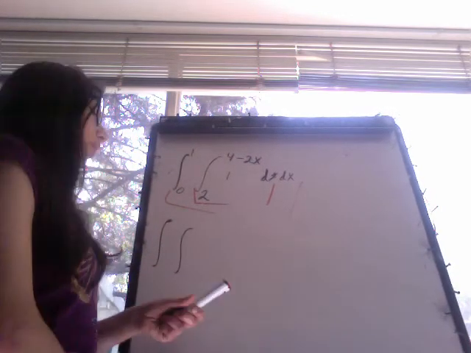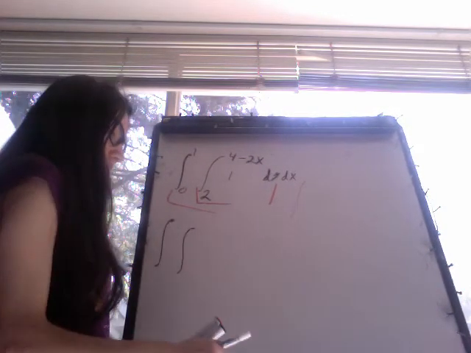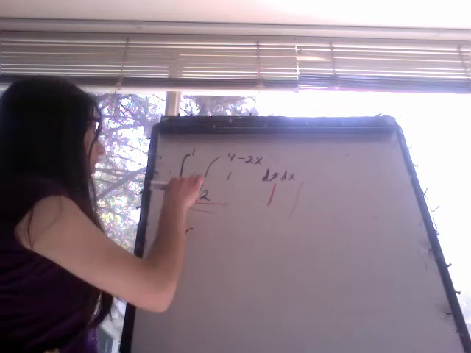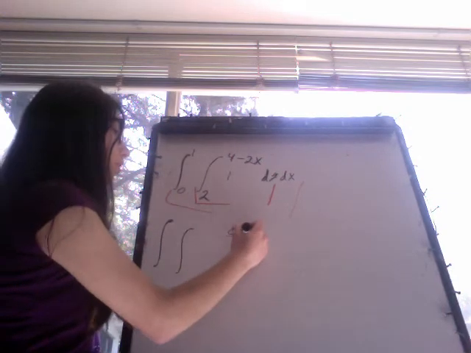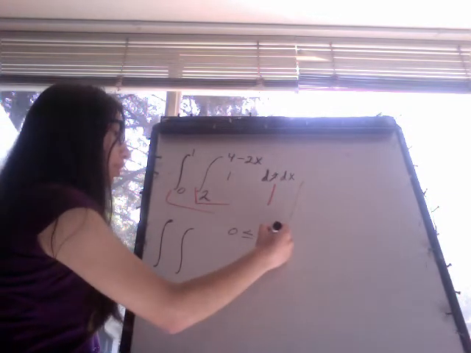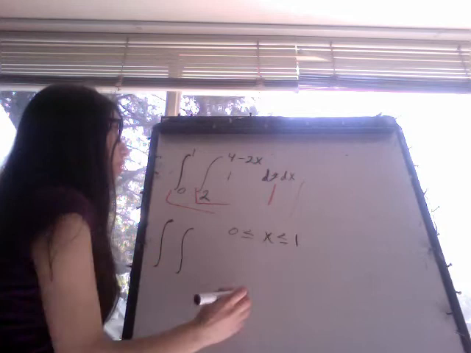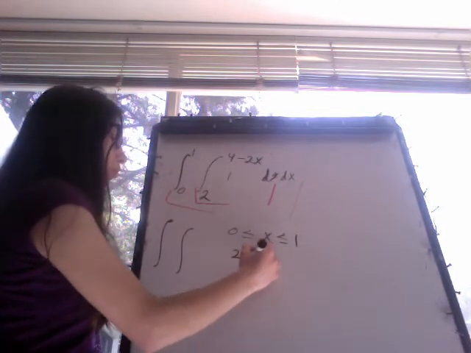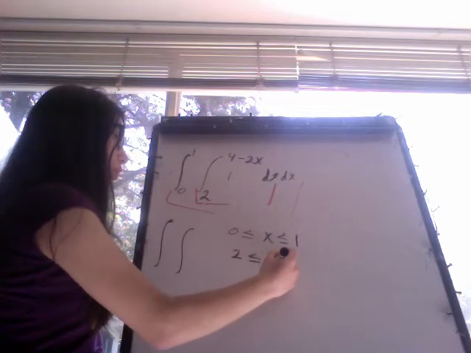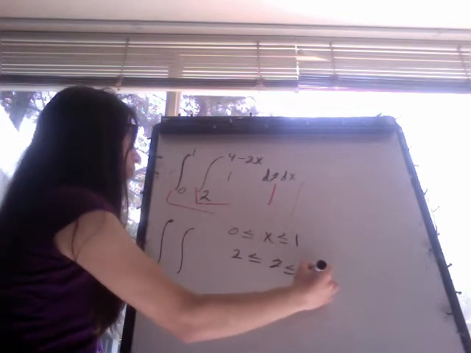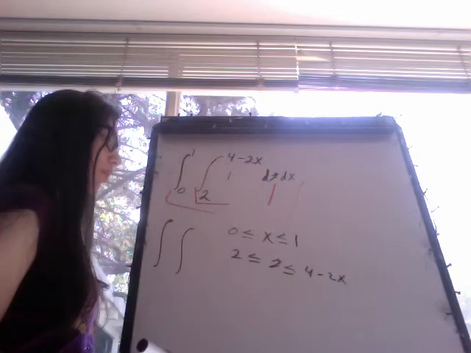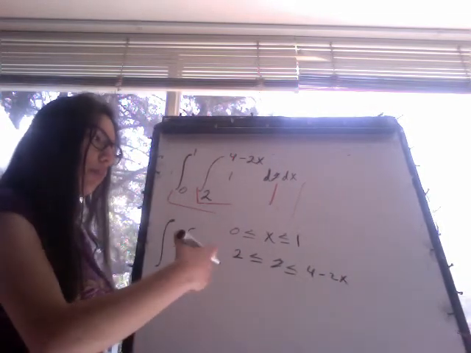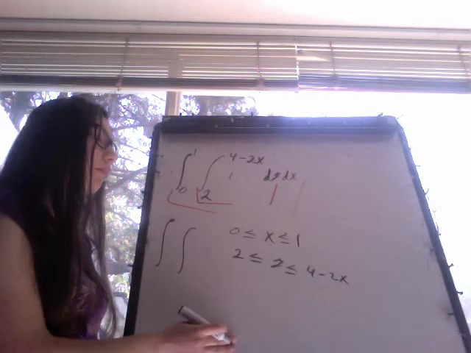Alright, so first, the simpler way to do it, I think, I put 0 is less or equal than x, less or equal than 1. For y, 2 is less or equal to y, less or equal to 4 minus 2x. First we're going to do it analytically, and then we're going to see a little of geometry about this.